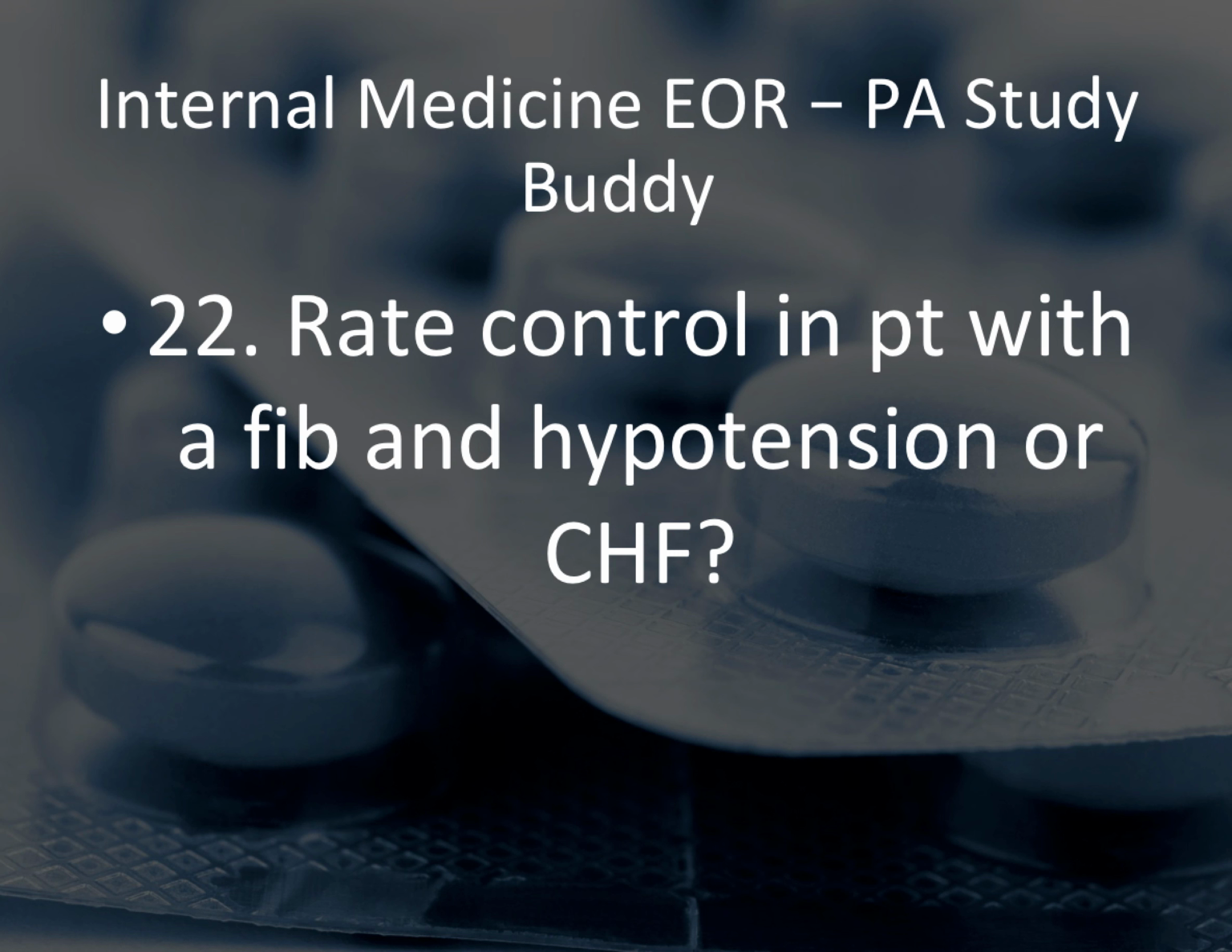Question number 22. Rate control in patient with A.Fib and hypotension or congestive heart failure. So the question will tell you the patient is in A.Fib and they're hypotensive or they have congestive heart failure, and the rate control is digoxin. So digoxin is used for patients that are in A.Fib with congestive heart failure. If you want to obtain the rate control in the A.Fib and the hypotension, use digoxin.